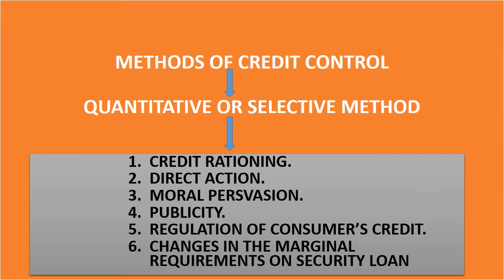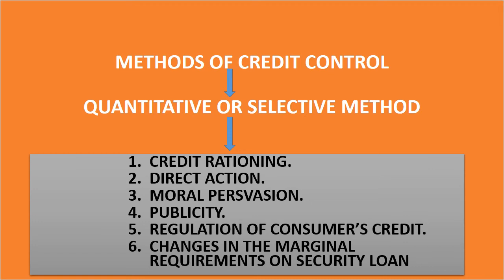Let us learn the second method, that is, the qualitative or selective method of credit control. The qualitative or selective methods are directed towards the diversion of credit into particular uses or channels in the economy. Their objective is mainly to control and regulate the flow of credit into particular industries or businesses. Now let us know the important methods of credit control under selective methods.